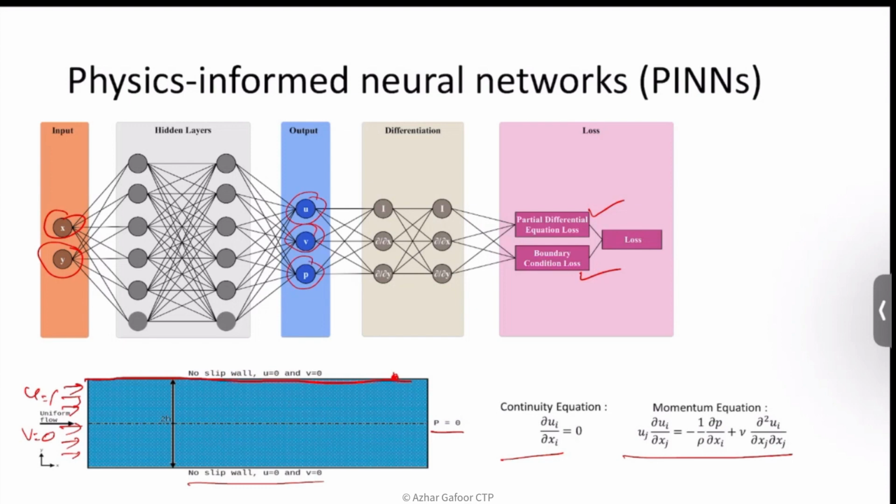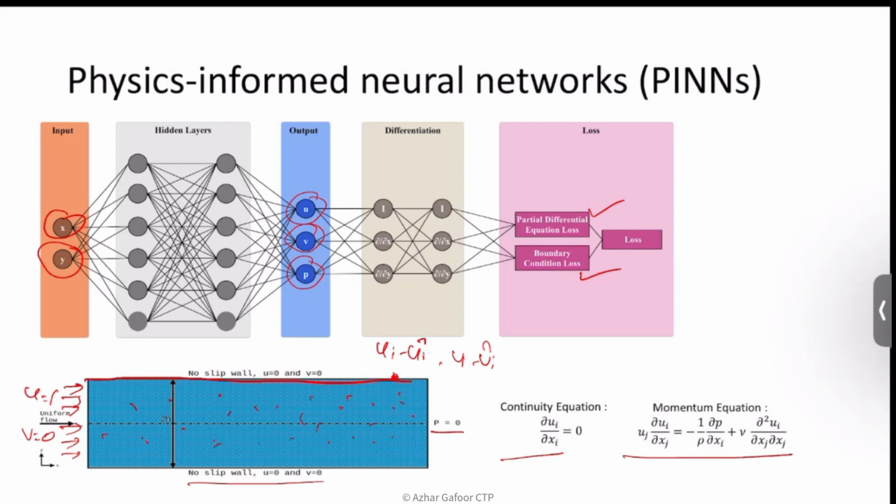And we know at this point u is equal to 0, v is equal to 0. So like the normal neural networks, we can calculate the loss by ui minus ui hat, vi minus vi hat. That's like the normal case, where we are using data, a kind of supervised learning. But the unsupervised learning comes in the interior points, also called collocation points.